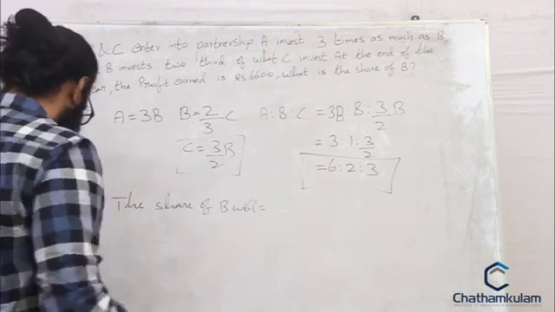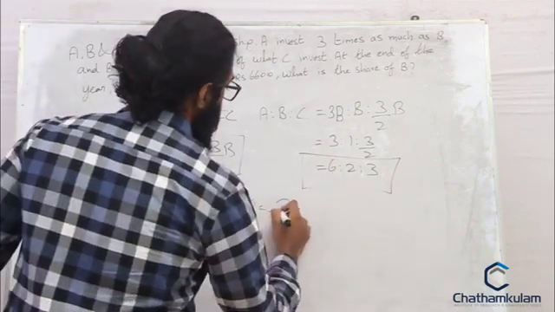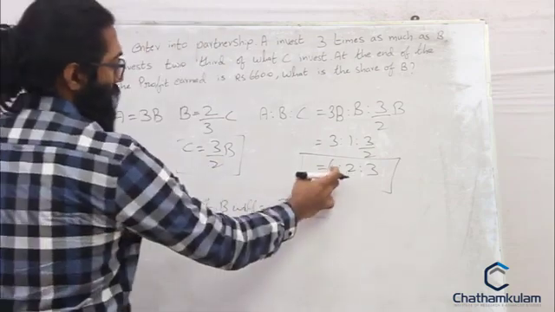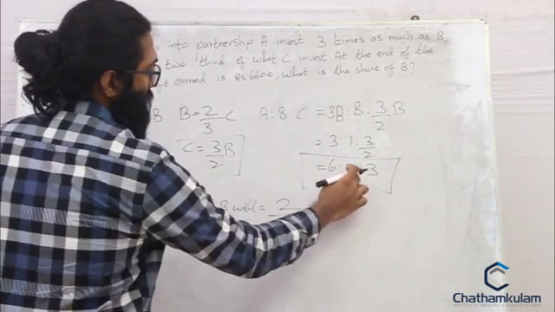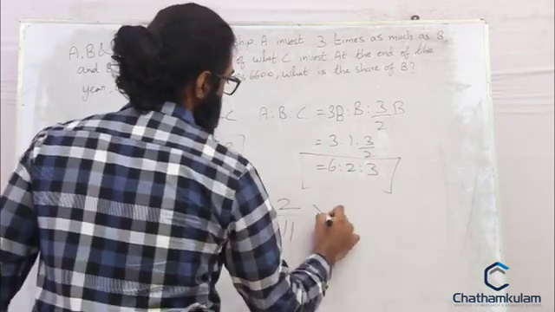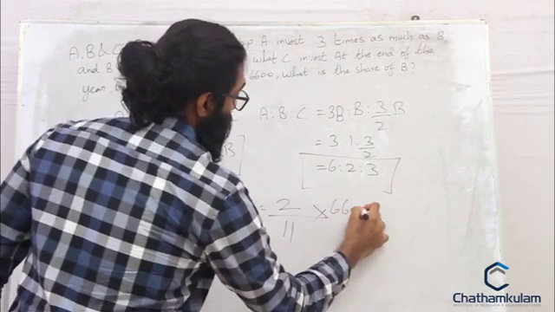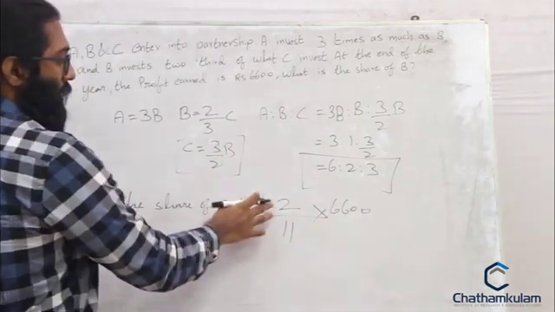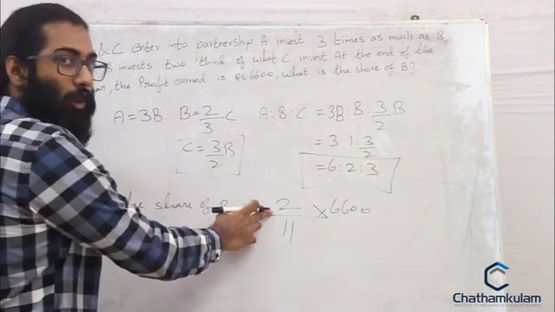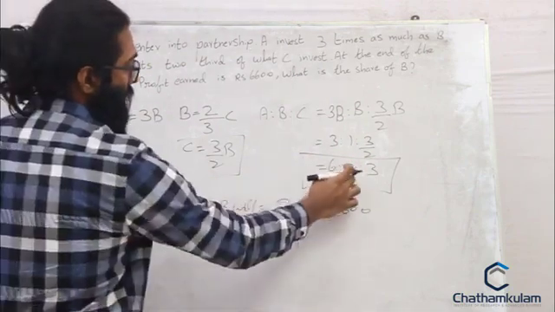what is the ratio here of B? It's 2, right? What is the total ratio? 6 plus 2 plus 3, which is equal to 11. What is the amount of profit? That is 6,600, right? I'll tell you once more. This is the share of B, 2. That is, the ratio here is 2.